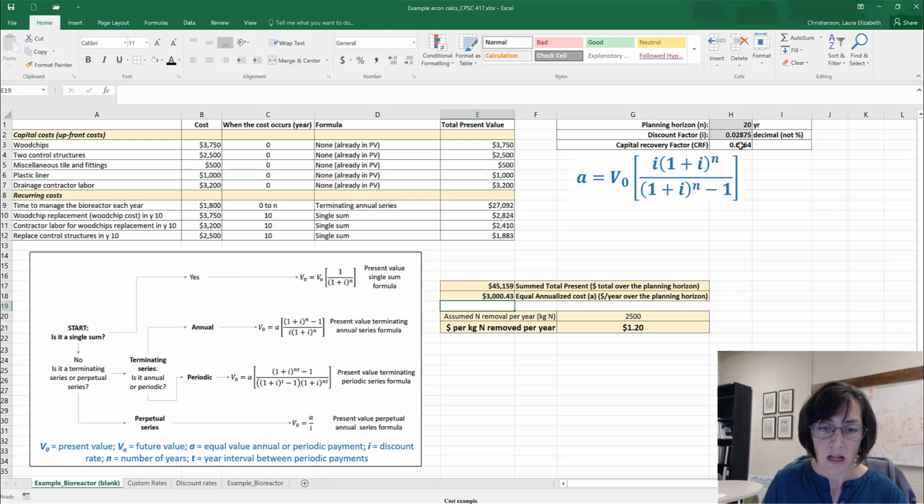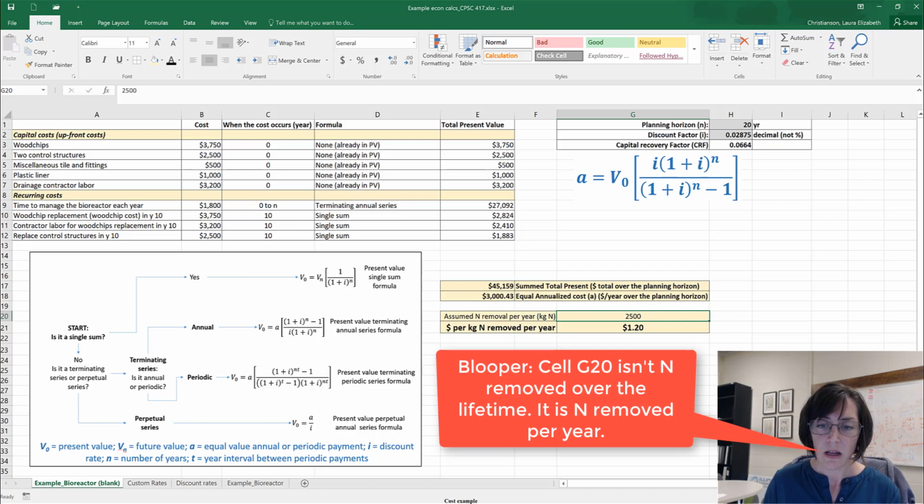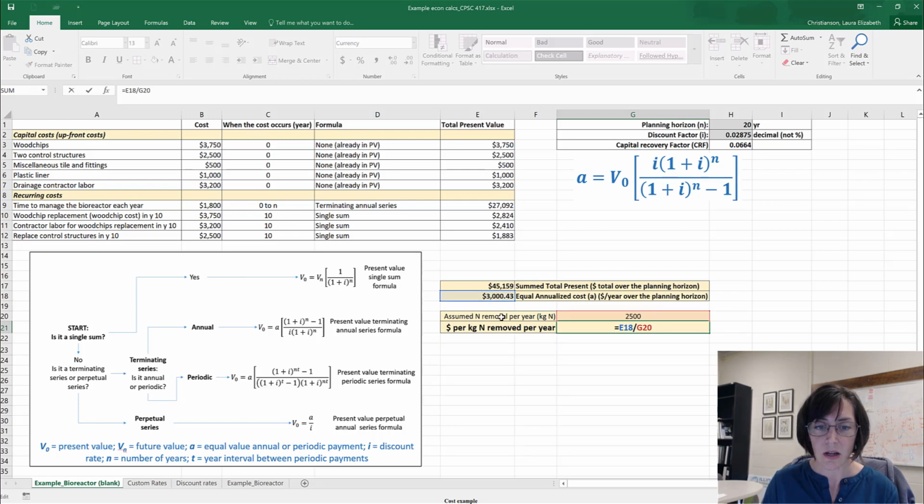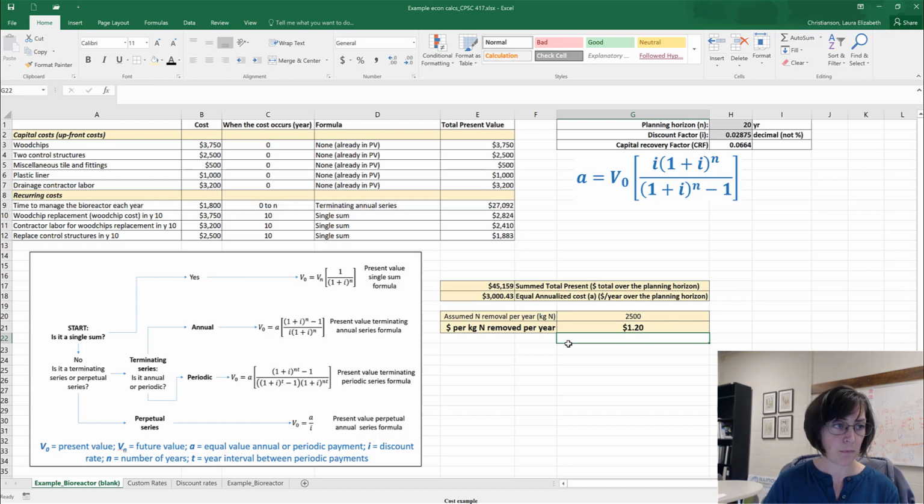Now, if I wanted to calculate a cost efficiency, I would estimate in some way how much nitrogen the practice removed, in kilograms of nitrogen removed over that lifetime. And then I would divide my equal annualized cost, dollars per year over the planning horizon, by my kilograms of nitrogen removed, and that gives me dollars per kilogram of nitrogen removed per year, $1.20.